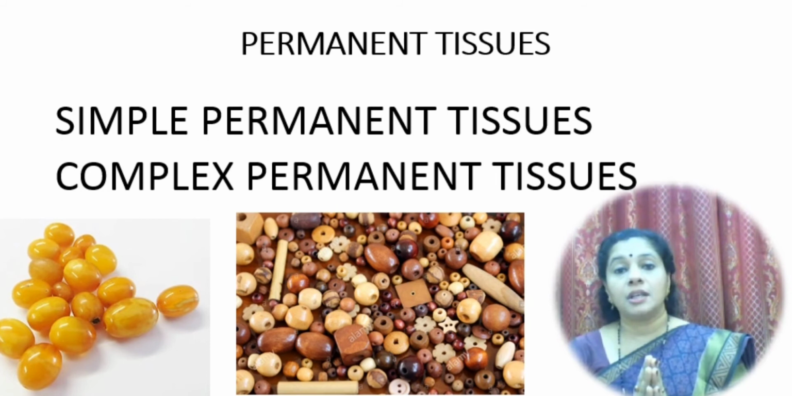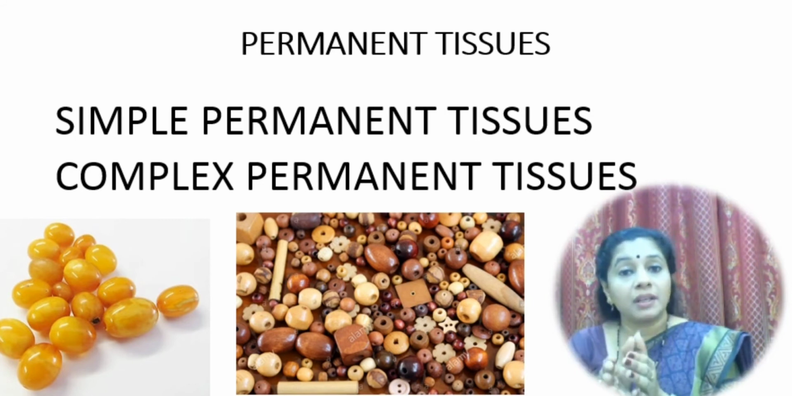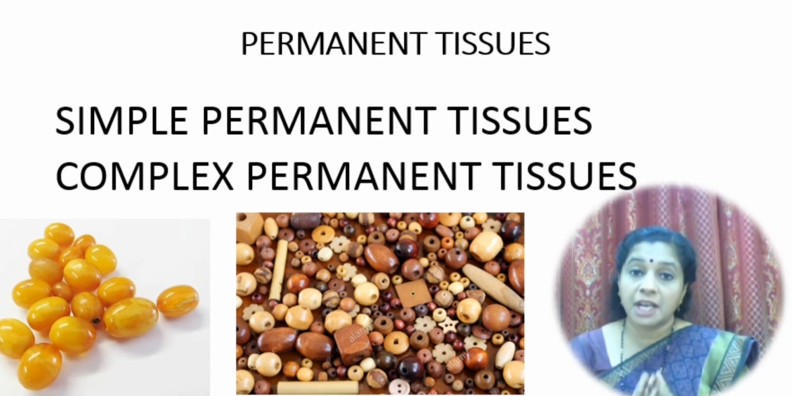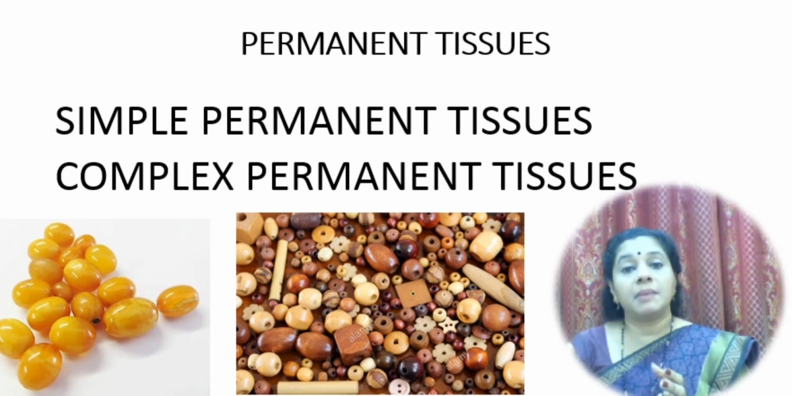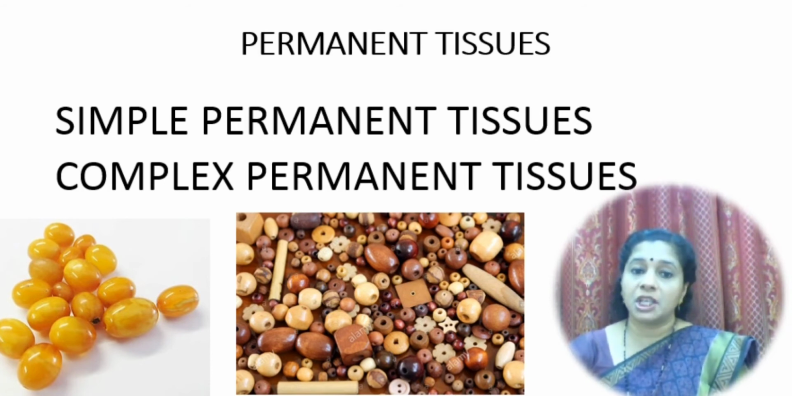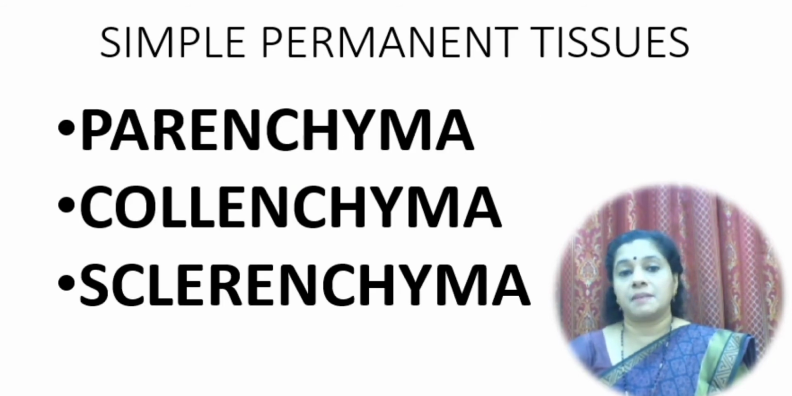Whereas in the second case, complex tissues, you find cells of different size. But basically, they are coming together to perform a common function. Structure may be same, but their shape is different. So they ultimately help in bringing about a particular function in plants. So hope you understood simple and complex permanent tissues. Simple tissues have only one type of cells or all cells are similar, whereas complex tissues have different types of cells in it. Now we will study in detail simple permanent tissues.